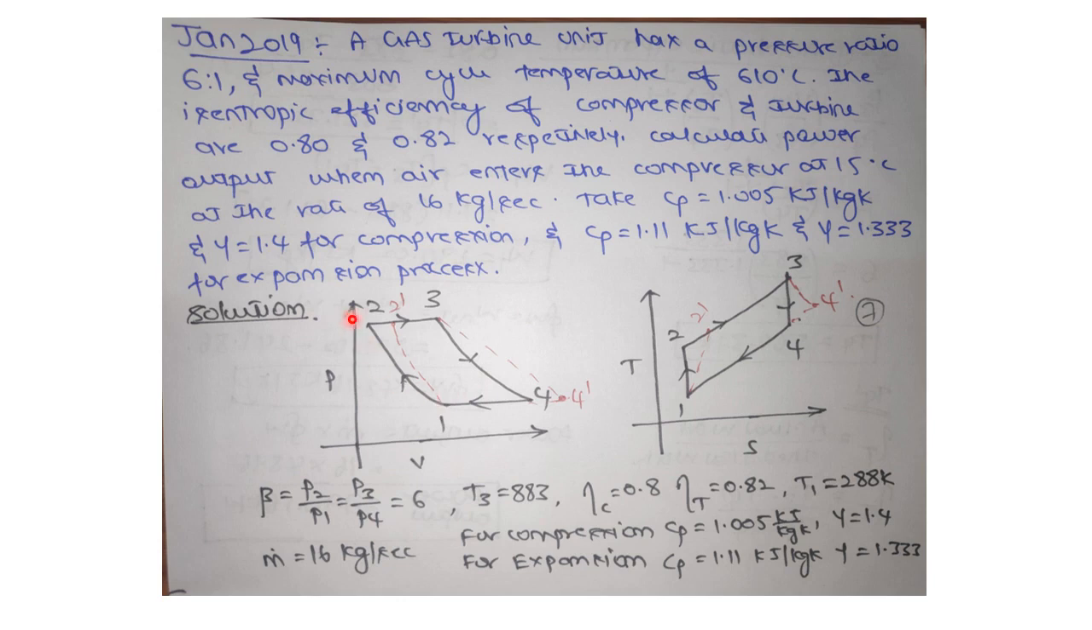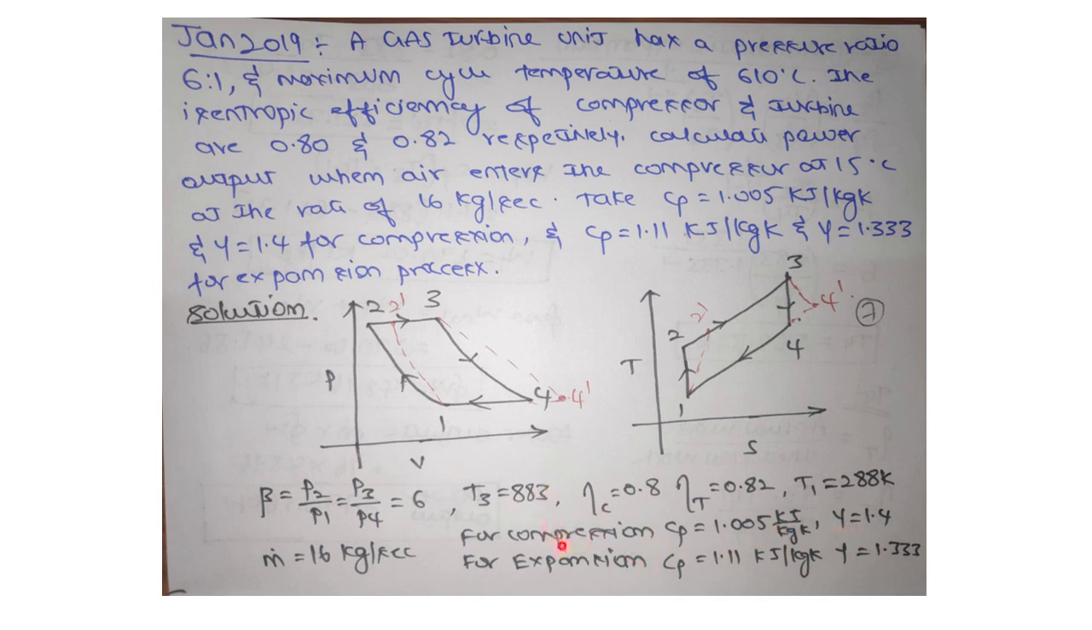Air enters the compressor at 15 degrees Celsius, that is T1. So T1 is 288 Kelvin, converted into Kelvin again. The mass flow rate of air is 16 kg per second. Take Cp equals 1.005 and gamma equals 1.4 for compression, and Cp equals 1.11 and gamma equals 1.333 for the expansion process. So different values of Cp and gamma for the compression and expansion process are given.